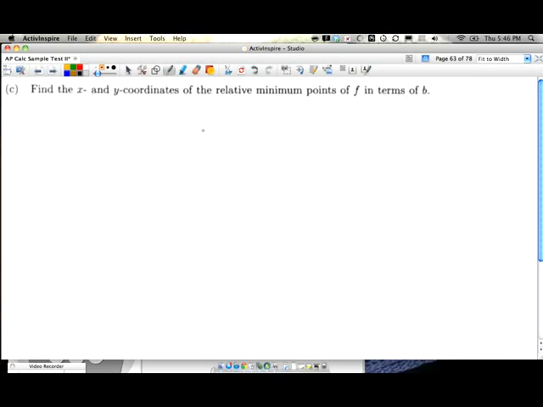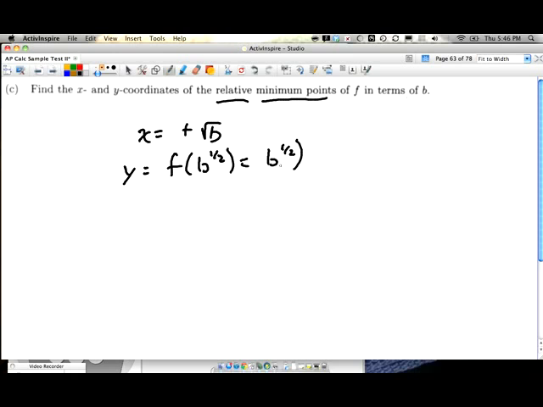It says find the x and y coordinates of the relative minimum points of f in terms of b. Wow, now that's going to be a little bit different. The only main difference is that if we look at the other side, the x value is equal to the positive square root of b. And y is going to be equal to f of b to the 1/2 or square root of b, which is really b to the 1/2 to the 3rd power minus 3 times b to the 1/2.